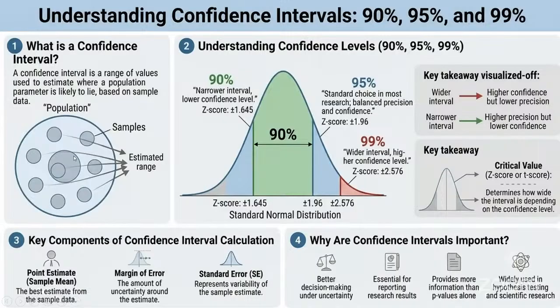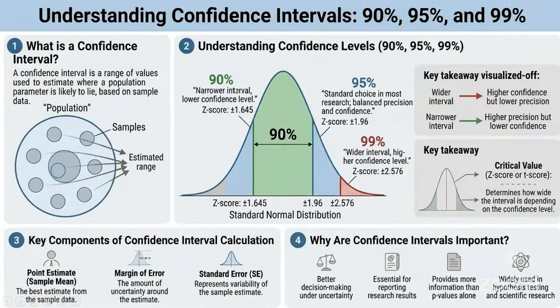So there can be a population, and from the population we can take some sample of the data. This is the population, the large circle, and the samples are a small circle inside that circle. We can estimate the range from these samples, taking samples from the population, and then we need to understand the confidence level, like 90%, 95%, or 99%.